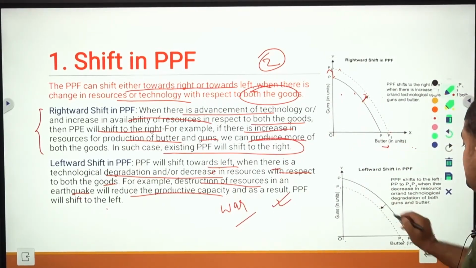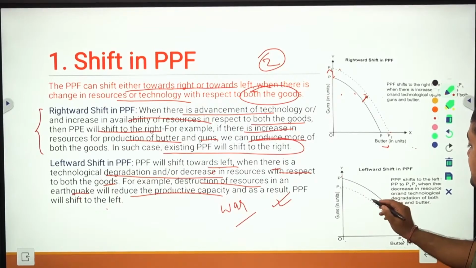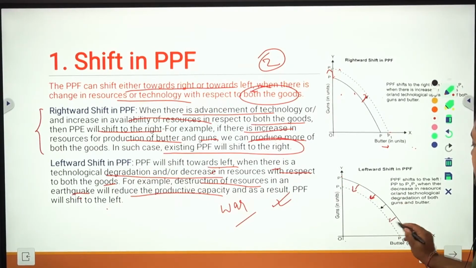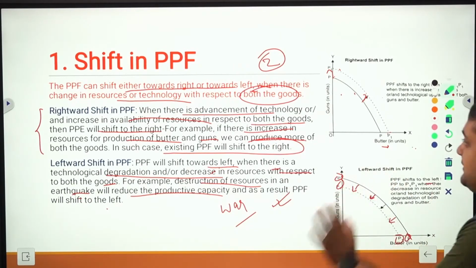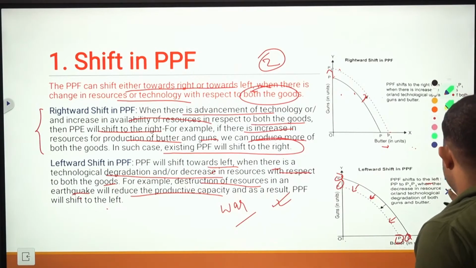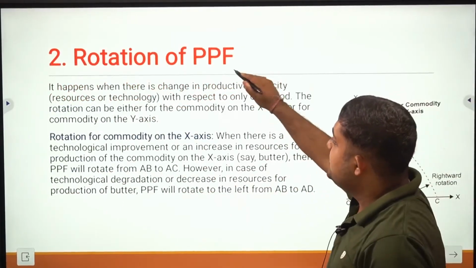So here this is our initial PPF. Here you can see it has shifted to the left. Okay? So from P to P1. So this is shift in PPF. I hope it is clear. So now we are going to cover the rotation of PPF.